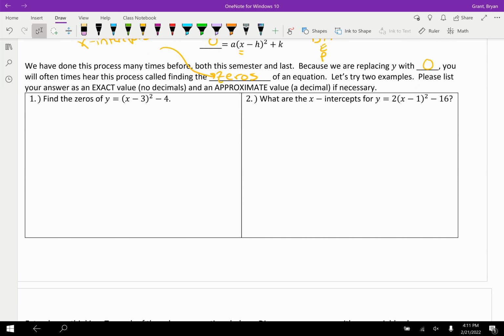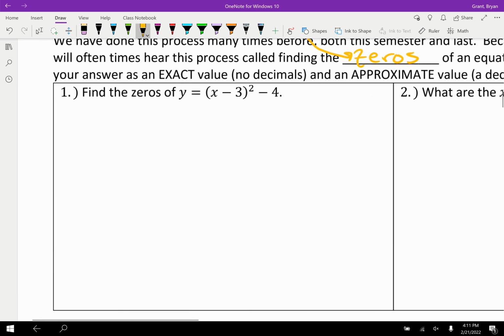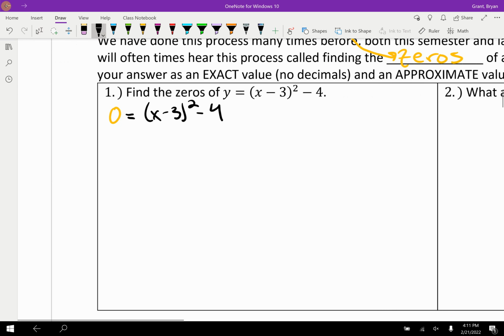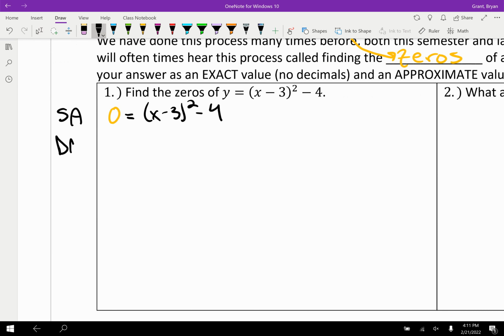But let's start with problem 1. And hopefully this is familiar. It's the same equation as up above. We start by setting y to 0. And then, as a reminder, we just follow SADMAP. Let's identify everything that's attached to x first. We've done this before, but it's good practice. There's a 4 that is subtracting. There is a 2, which is an exponent. And then there's the weird one.